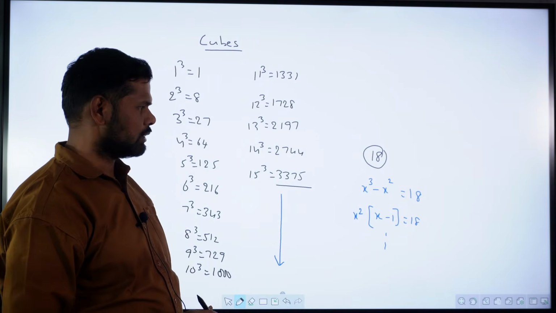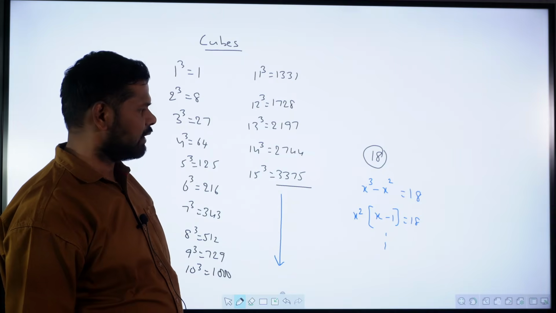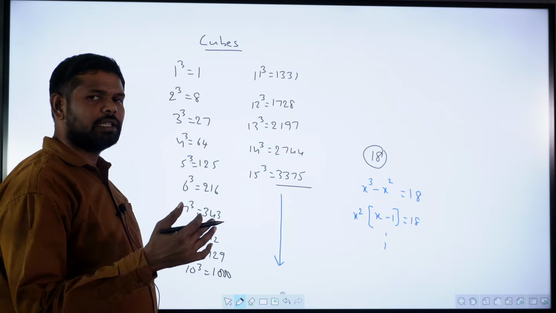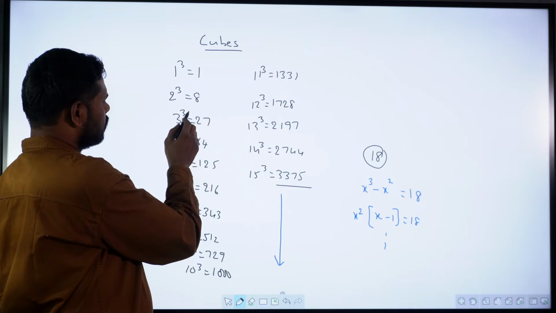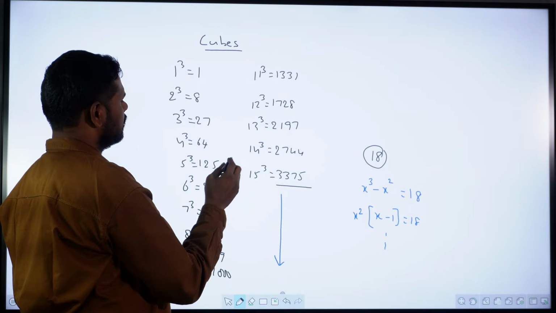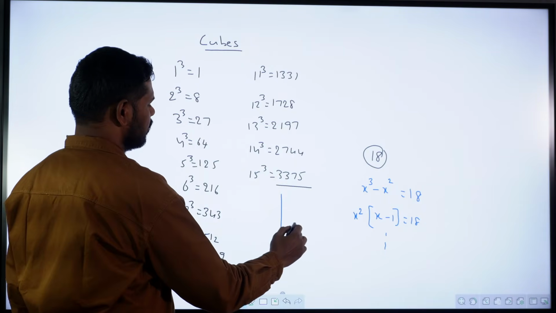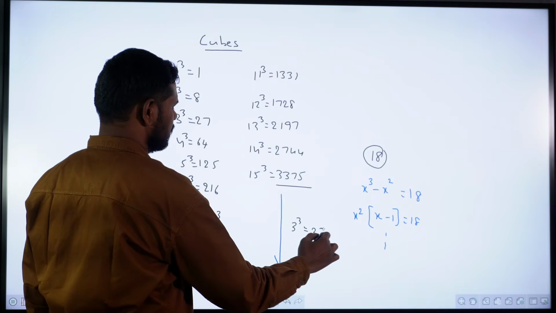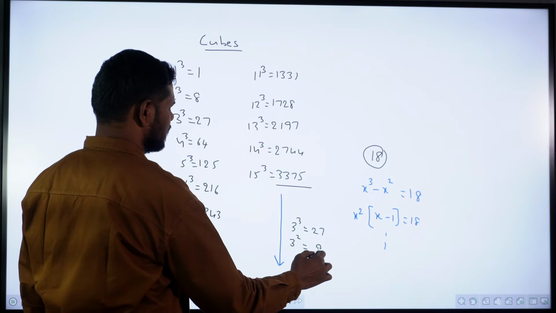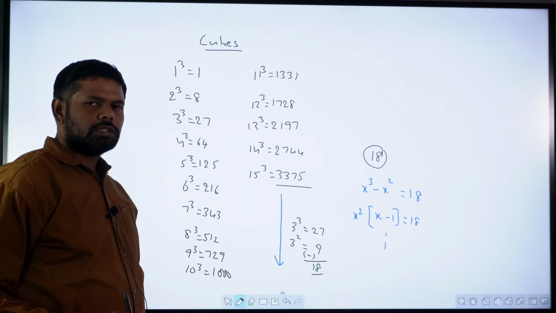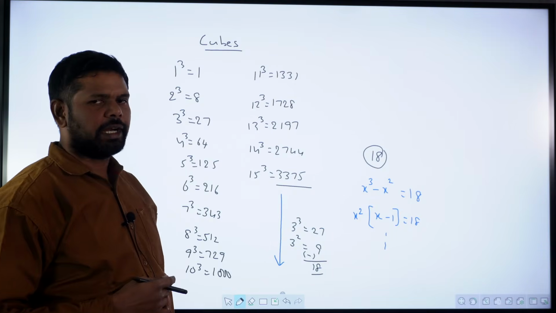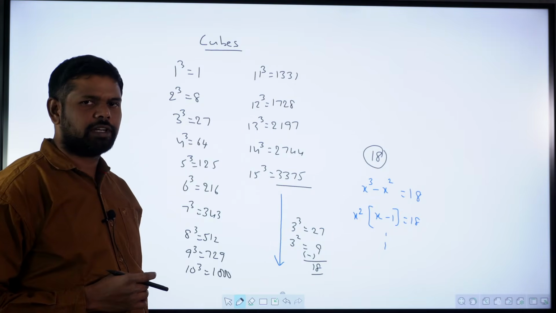Instead of solving like that, just analyze the cubes. Cubes are only limited. So observe 2 cube and 2 square, 3 cube and 3 square. 3 cube value is 27, 3 square value is 9. The difference between these two is 18. So identifying the possibilities is very important.